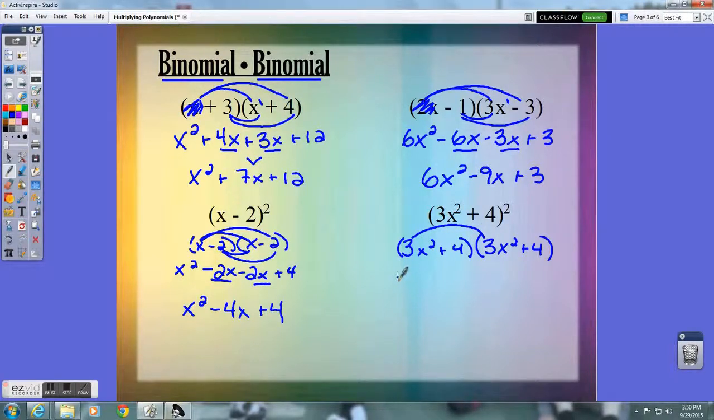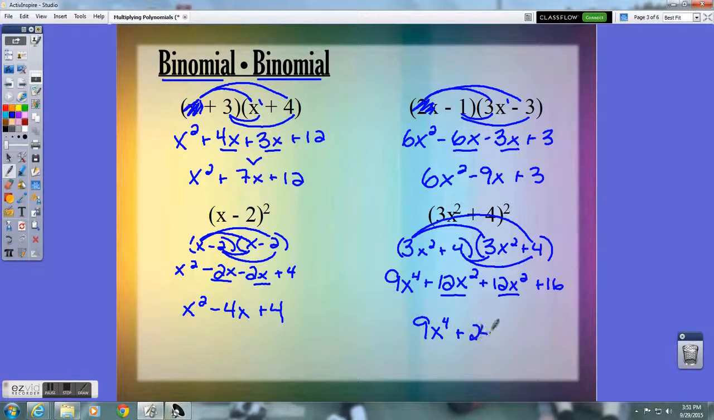So the 3 times the 3 gives me a 9. And the x squared times x squared, remember I add those, I get x to the 4th. Then 3x squared times 4, so 3 times 4 is 12, x squared. And then I distribute the 4, so 4 times 3x squared is going to give me 12x squared. And 4 times 4 would give me a positive 16. Okay, I have to look for like terms again. So my final answer is 9x to the 4th plus 24x squared plus 16.